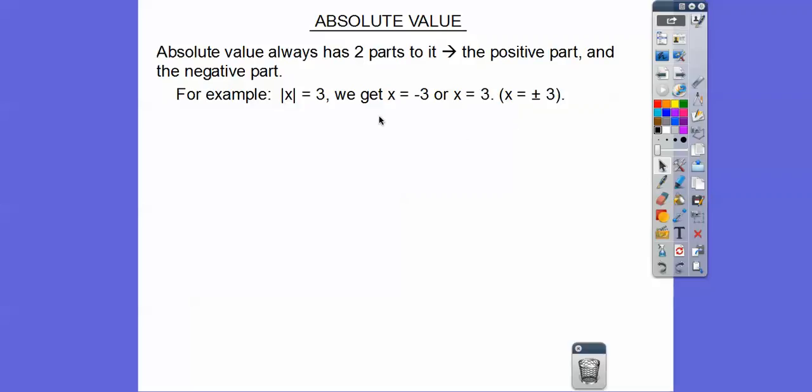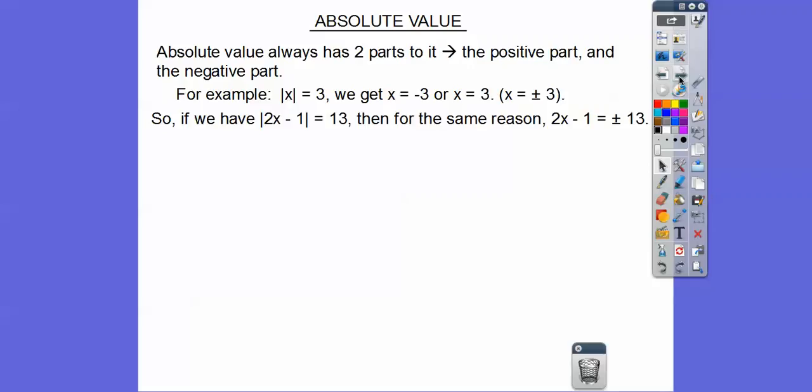It's like distance from 0 on a number line. What numbers are 3 units from 0 on a number line? That's what absolute value represents, just how far away from 0. So using this, the absolute value of x equals 3 gives us x equals plus or minus 3.